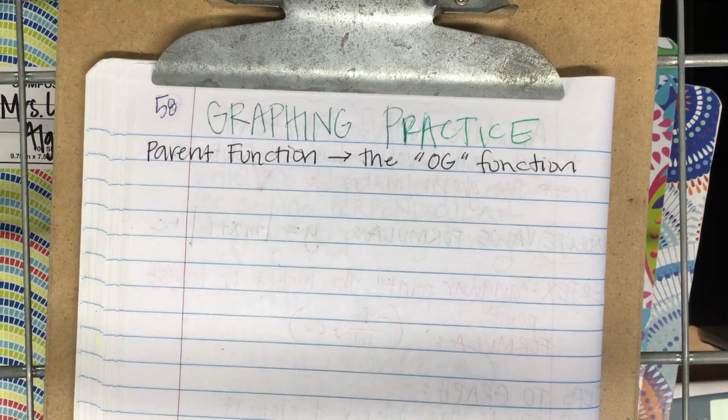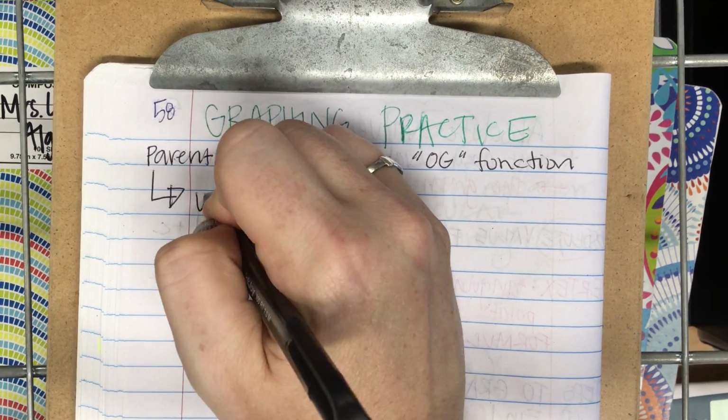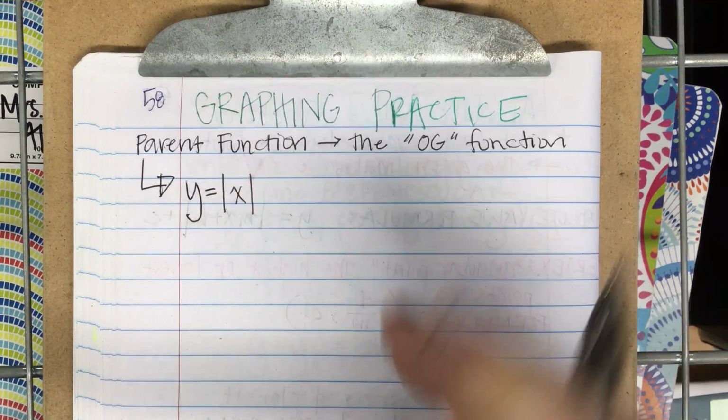Okay, the parent function, it's the OG function, right? It's the original function. It is the function, the graph, the equation that all other absolute value equations are compared to. It's the beginning. Every time I say, how is that different from the parent function? This is the graph, this is the picture. It's the most perfect absolute value graph. This is our parent function. Y equals the absolute value of x.